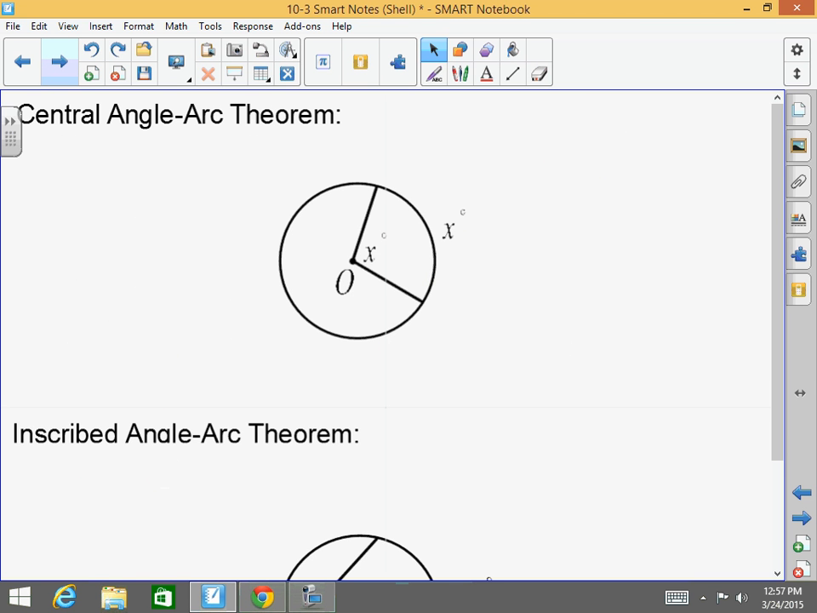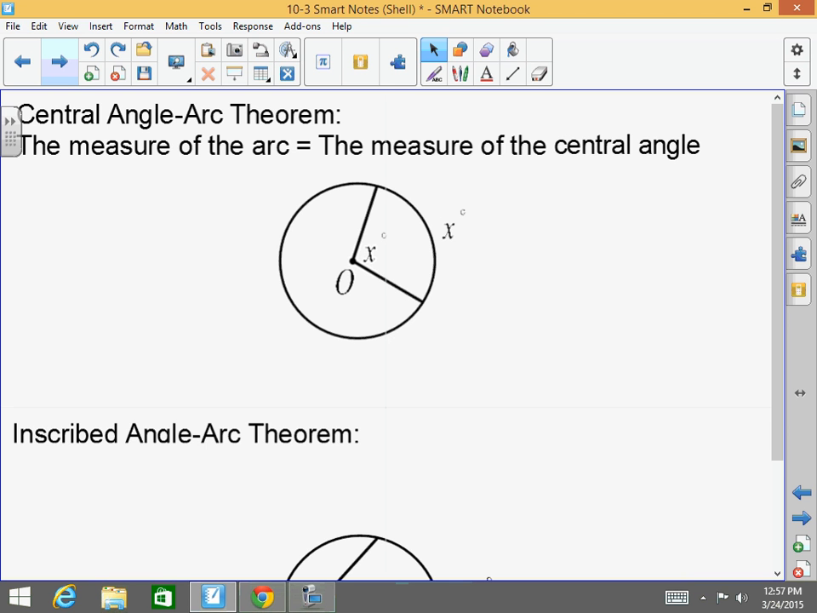Now, let's talk about some theorems. The central angle theorem. The central angle theorem states that the measure of the arc equals the measure of the central angle. So when I have a central angle that is x degrees, the arc that intercepts that angle is also x degrees.